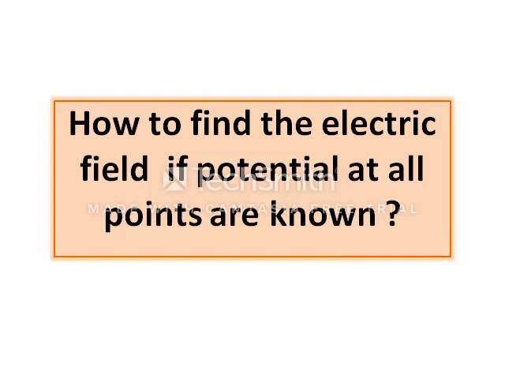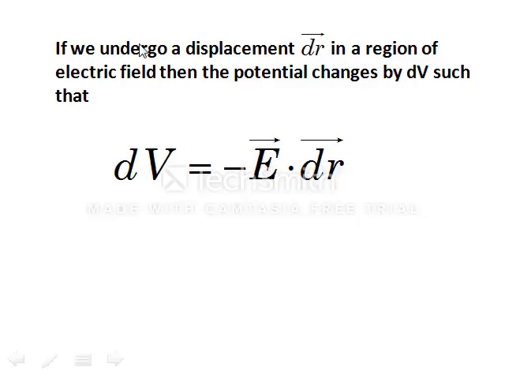Let us recall the things which we have learned earlier. That will be of use. This was the thing. If we undergo a displacement dr in a region where there is some electric field, the potential changes by dV. dV is minus E dot dr, or this is E dr cos theta. So this is our topic, electric field as potential gradient.